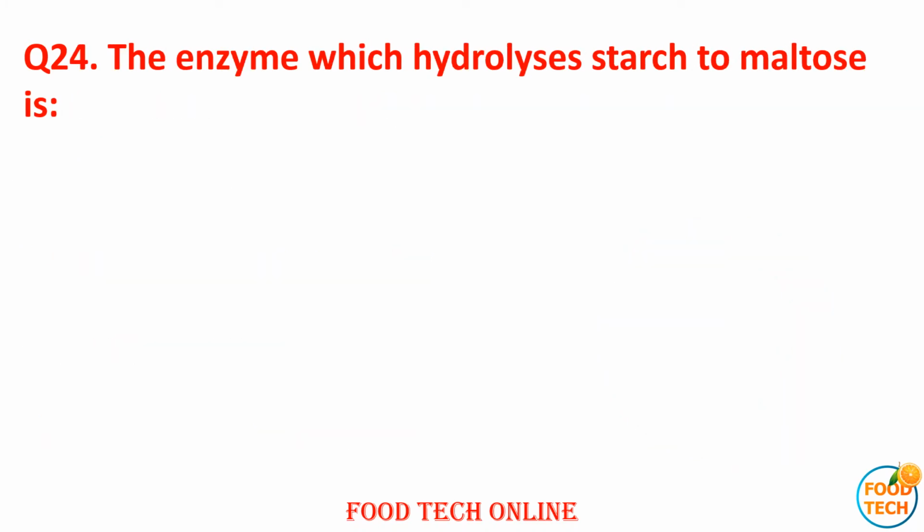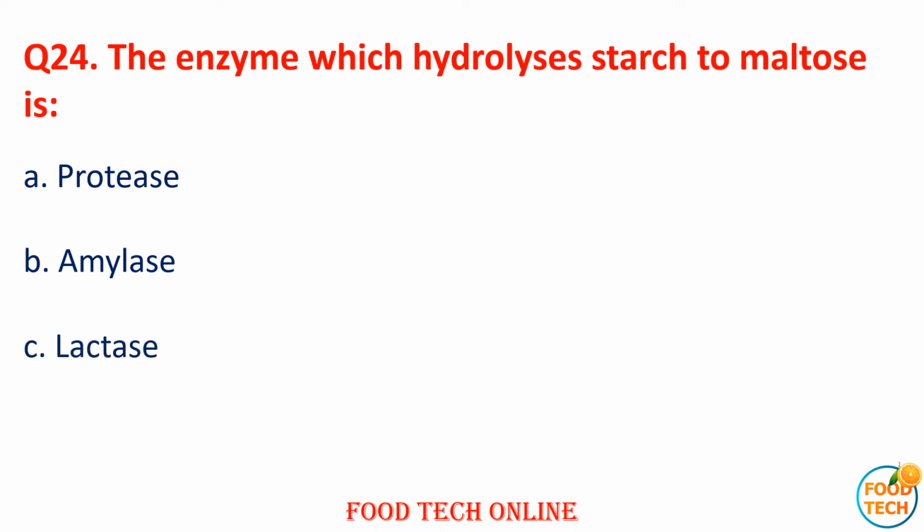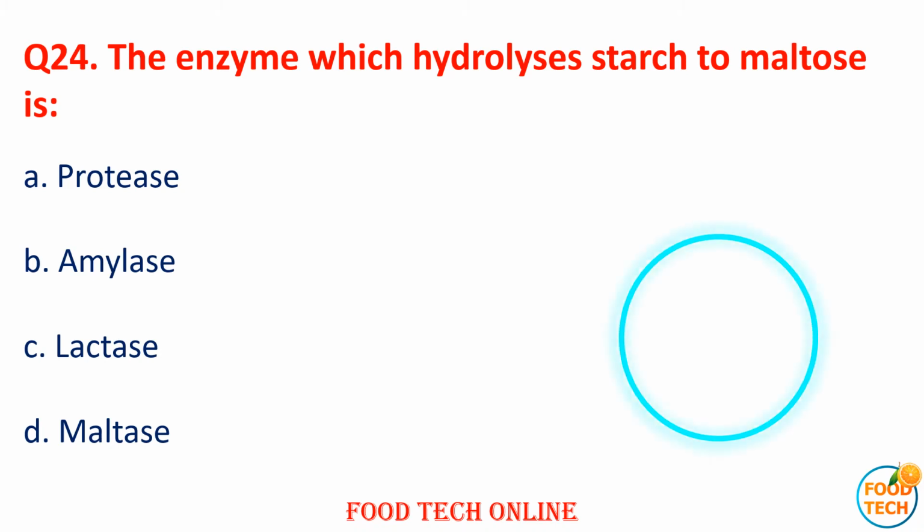Question 24. The enzyme which hydrolyzes starch to maltose is A. Protease. B. Amylase. C. Lactase. And D. Maltase. Answer B. Amylase.